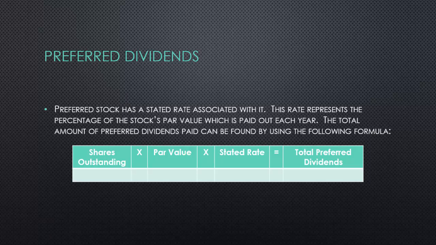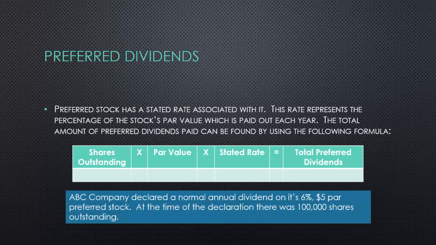For preferred dividends, the formula to figure out how much dividends you are paying your preferred shareholders is shares outstanding times par value times the stated rate on your preferred stock. It gives you your total preferred dividends that you are going to pay. So let's say that ABC Company declared a normal annual dividend on its 6% $5 par preferred stock. The rate on preferred stock is always for the year, and since we're using an annual dividend this time, we're just going to use that same rate.